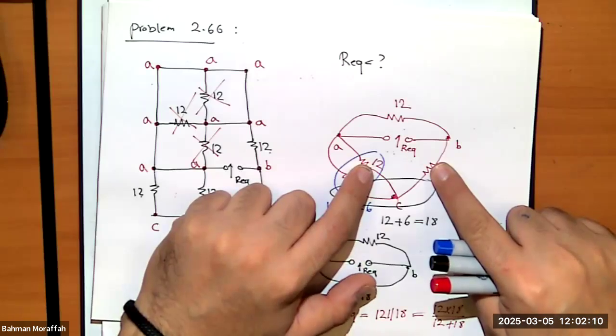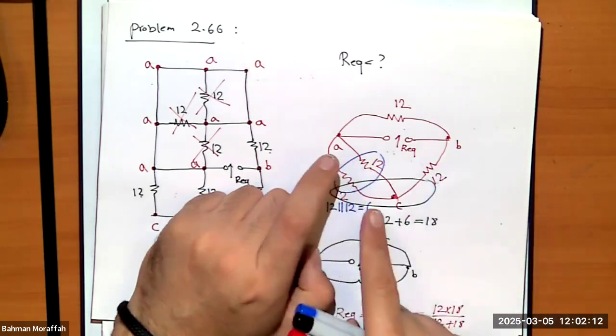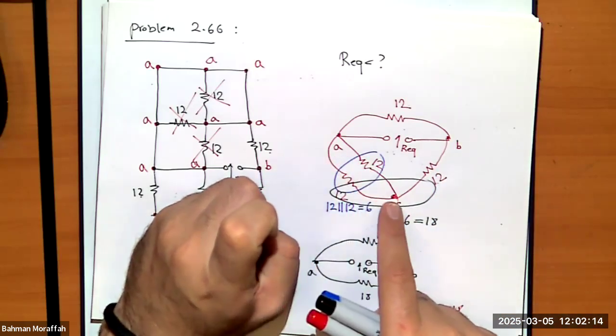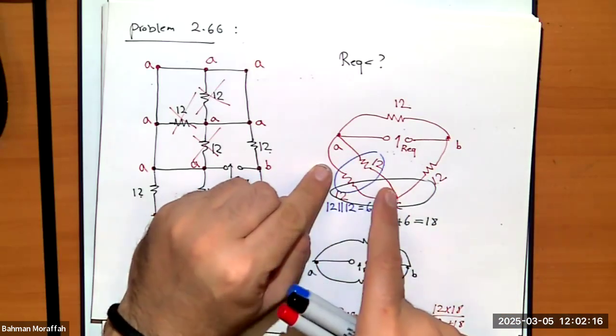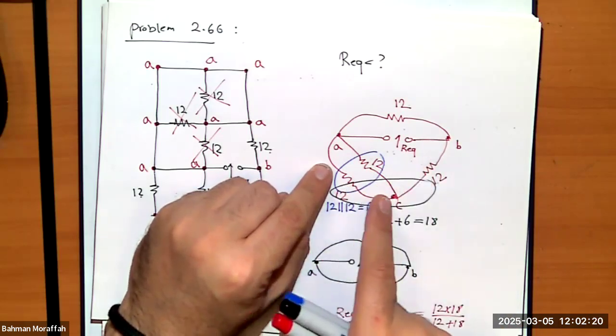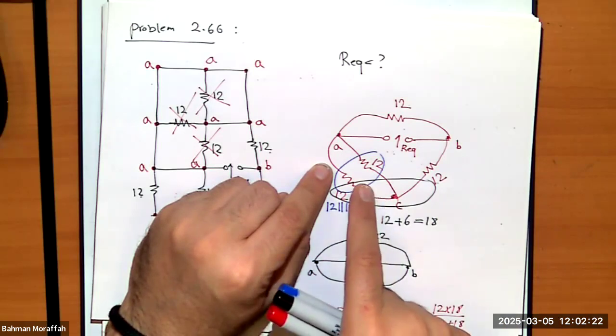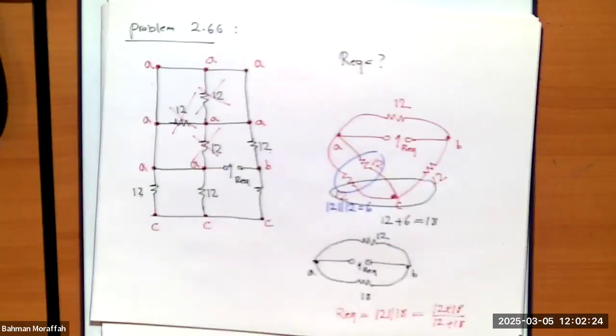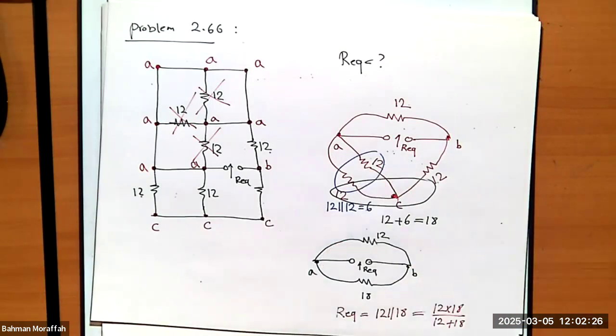right? Why? Because there's a current leakage over here. So whatever current I have through this 12 is not completely flowing through this 12. Some of it is going to flow through here. Therefore, they're not in series. These two, however, are in parallel because they have the exact same head and tail. Right?